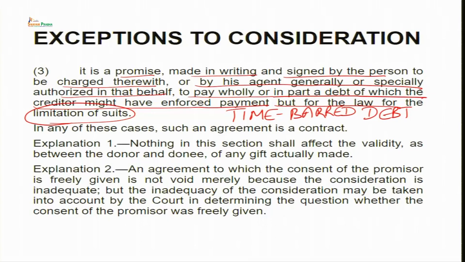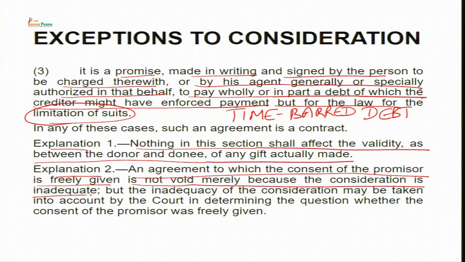Now, there are two exceptions to this particular section 25, two explanations, sorry. The purpose of an explanation is only to provide further clarity to the operational part of any provision. So, the explanations are as follows. First is, nothing in this section shall affect the validity, as between the donor and donee, of any gift actually made. This is dealing with the first subsection. The next explanation states, an agreement to which the consent of the promisor is freely given is not void merely because the consideration is inadequate.